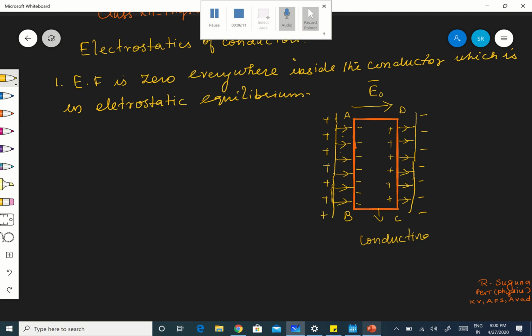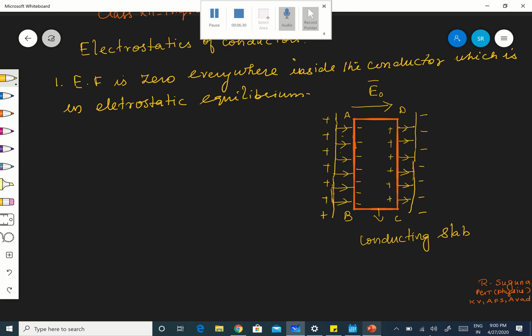Conducting slab. Okay. When you keep a conducting slab in an electric field, what happens? Positive and negative charges will appear at different faces. At AB, what is the negative charge? All the electrons will come because of free electrons. Plenty of free electrons it has.